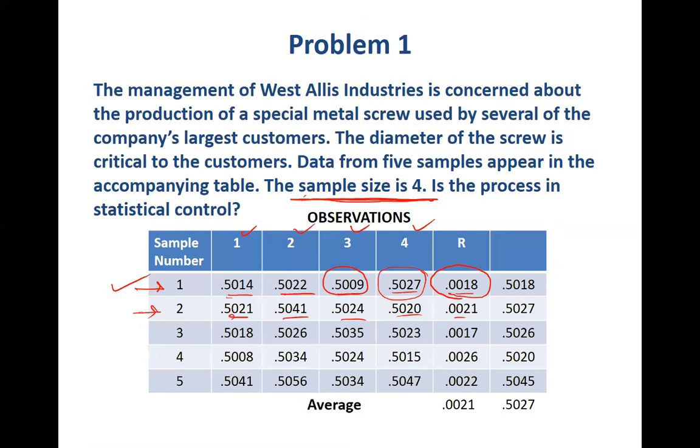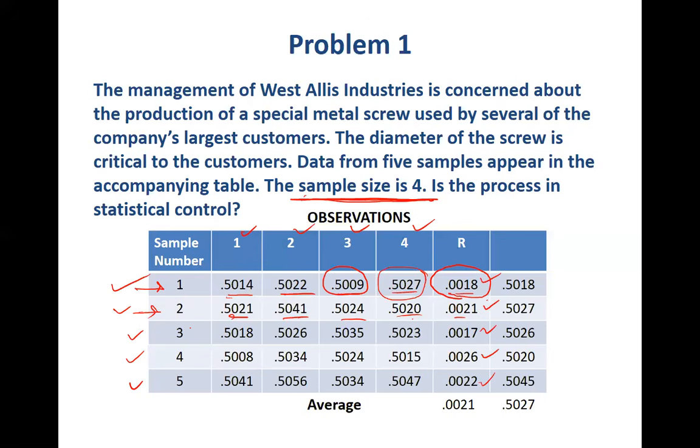We do this for second sample. Similarly, the largest value is 0.5041. The smallest value in that is 0.5020. And we take the difference that comes to 0.0021. So we continue doing that for all 5 of these samples that we've collected. So we have these range values that we see in this column. Right? So those are the ranges for each of the sample.